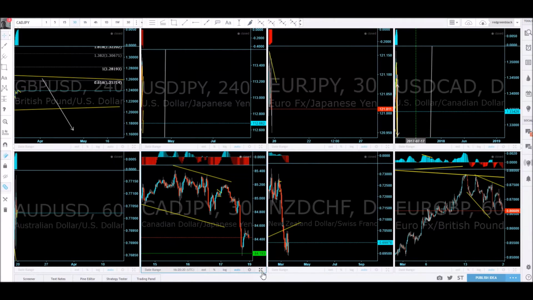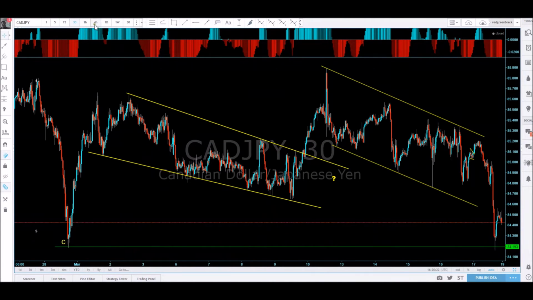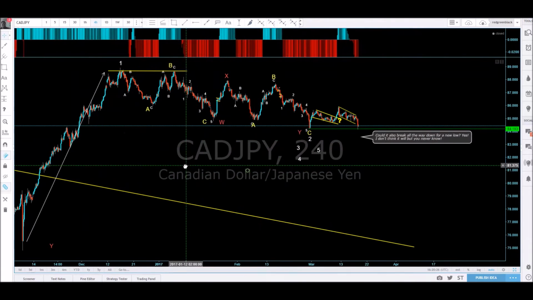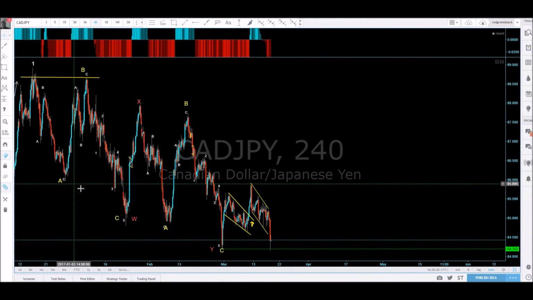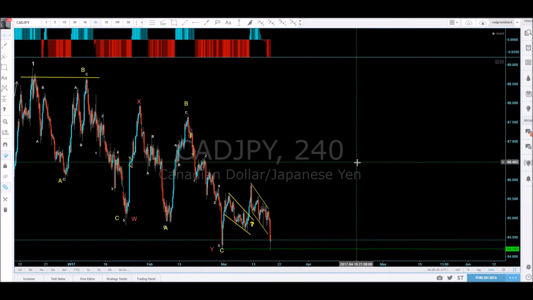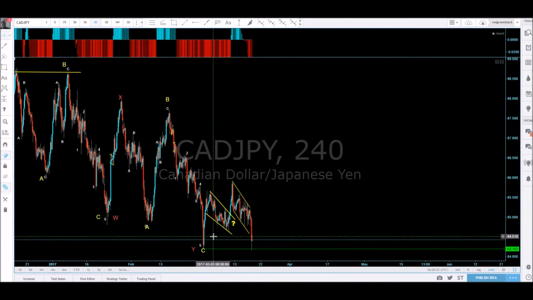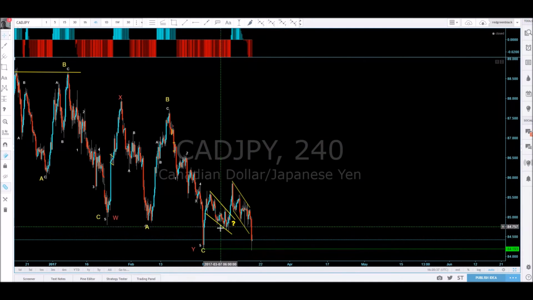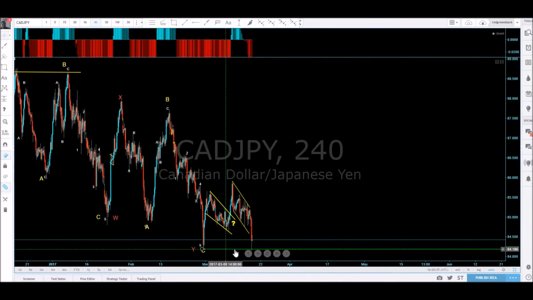CAD Japan, I posted this a bunch in the group too. Let's go to 4 hour, and you see you have your impulse, and then you start your correction. I have all this labeled, but you have a flat here connecting 3, another flat here. I kept posting. It looks like we might get the one low, or we might start going up from here. And we broke the low one more time.